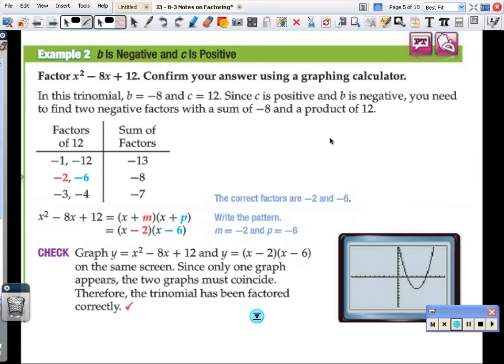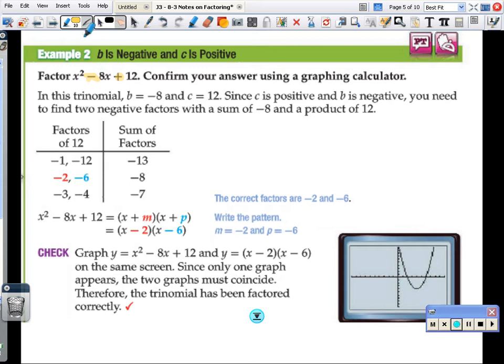Factor x squared minus 8x plus 12. Here, the big difference that you can see is we have a negative right there and a positive right there. The concept is exactly the same, though. We're looking for factors of 12 that will add up to a negative number. Since we know their sum is a negative number and their product is positive, that means they both have to be negative. So when you make your list of factors, you want to include negative numbers this time.